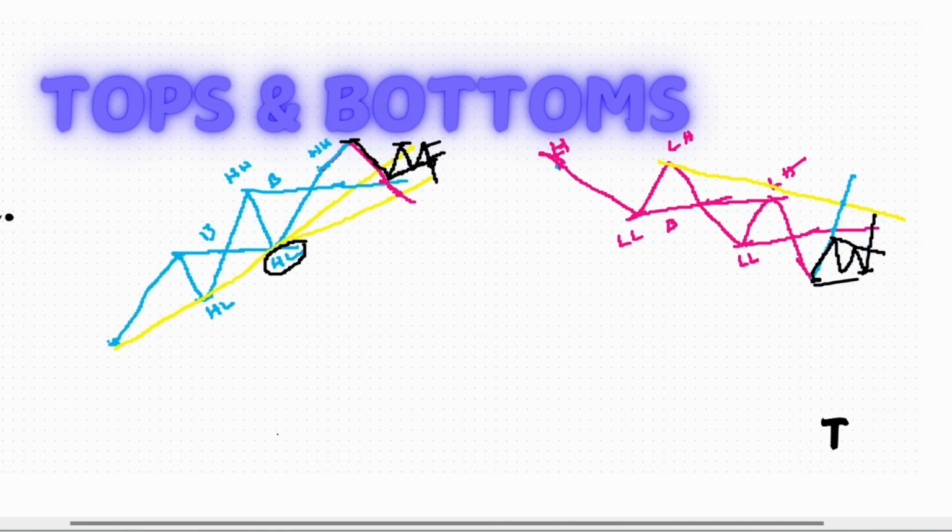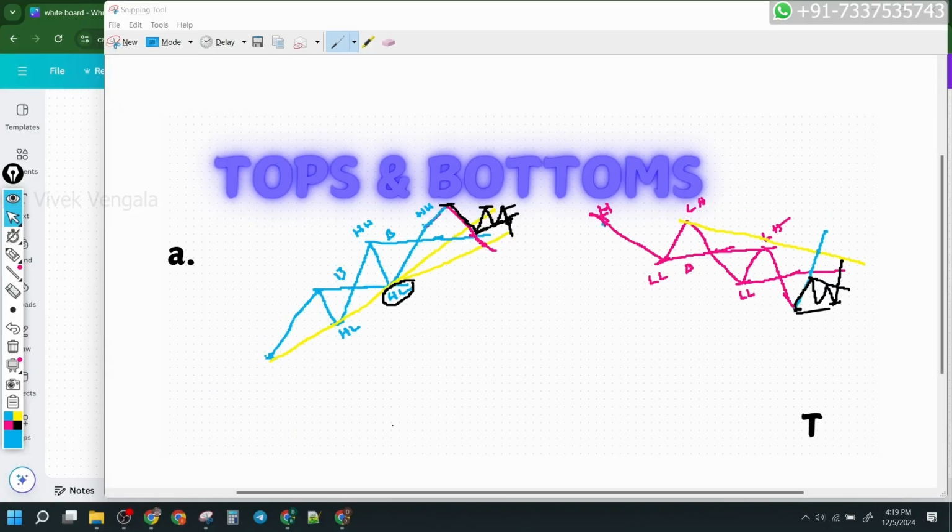This is the simplest way to identify tops and bottoms using price action, and you are going to find this a lot of times. I can easily identify the tops and bottoms by seeing the price action itself, but you should practice this a lot so that you can easily see the tops and bottoms.